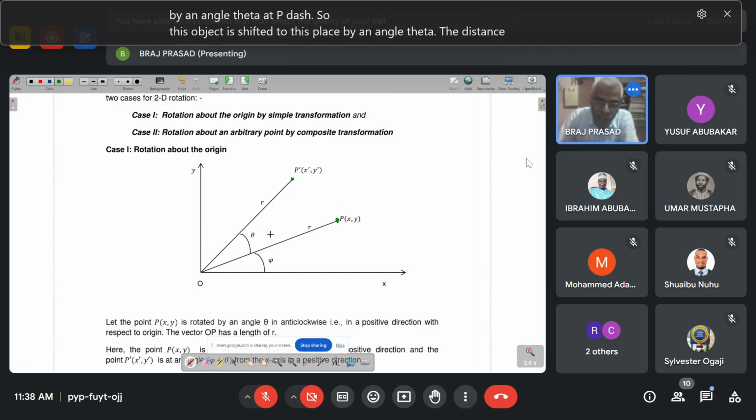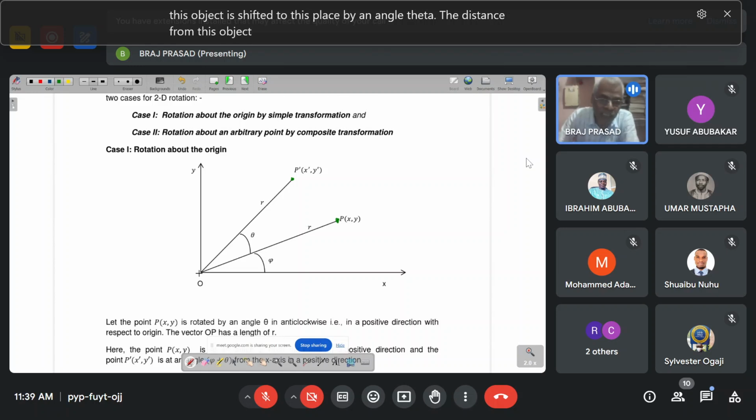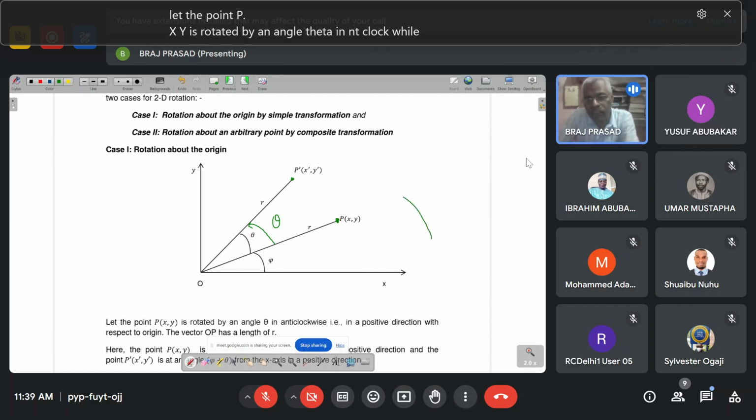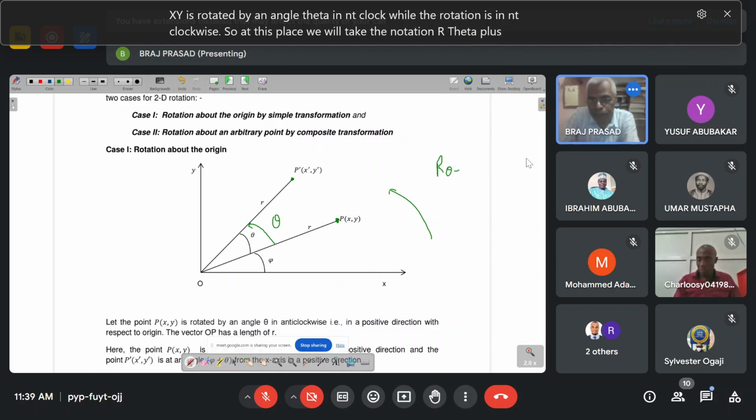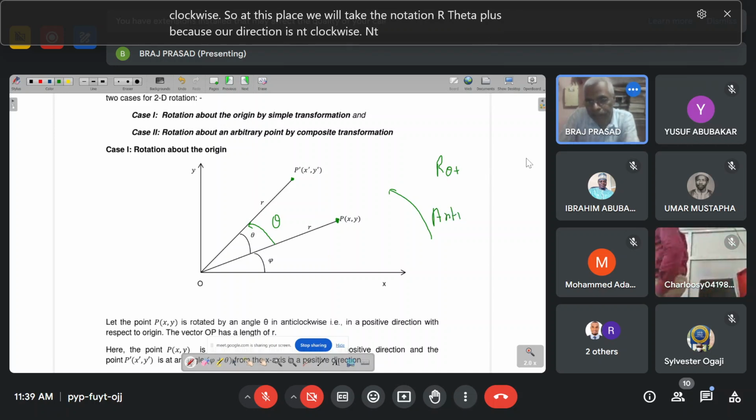The distance of this object from the origin is r, and the distance at this new place is also r, but it is rotated by an angle theta. So let the point P, xy, be rotated by an angle theta in anti-clockwise. The rotation is anti-clockwise, so at this place we will take the notation r theta plus, because our direction is anti-clockwise.